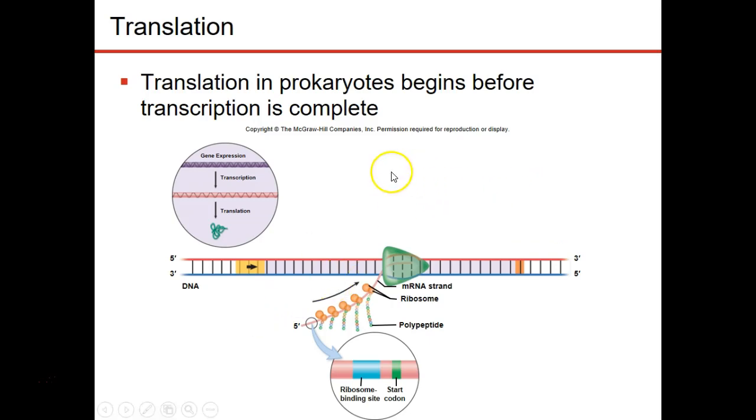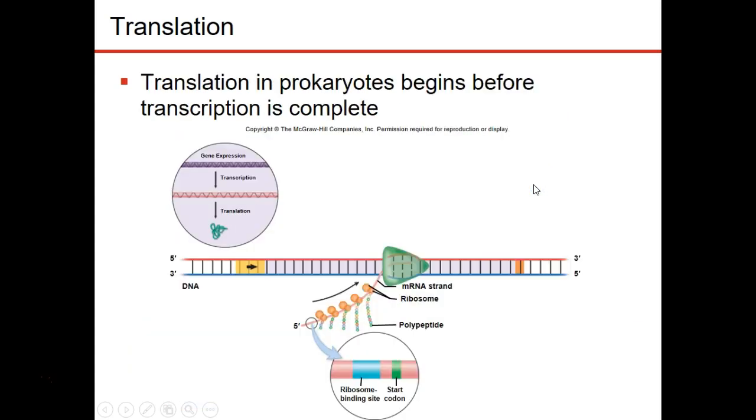And so translation in prokaryotic organisms can actually start occurring prior to transcription finishing. In eukaryotes, this can't happen because in eukaryotes, transcription occurs in the nucleus of the cell, and ribosomes are not going to be able to start translating until the messenger RNA enters the cytoplasm and can bind to the ribosomes.